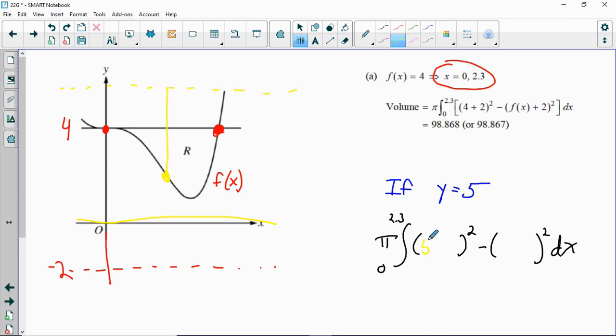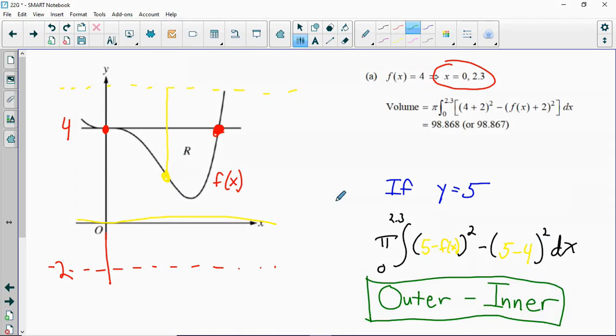So here we're going to have 5 minus f of x, and then here in the second bracket it's going to be 5 minus this distance here, so 5 minus 4. So you see that with a little bit of thought, you should be able to work out what your inner and outer functions are going to be, regardless of whether the axis of rotation is above your two curves, below your two curves, or in between them and the x-axis. And the good news is that the order that you put them in doesn't really matter, because if you get that wrong, you're going to get a negative answer, and then you just need to be smart enough to take the absolute value since you're finding a volume.